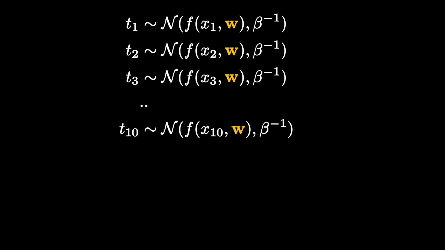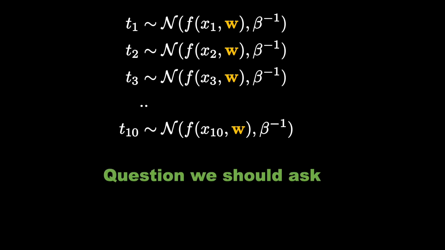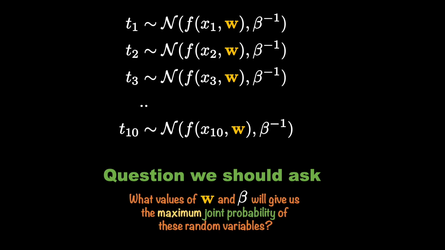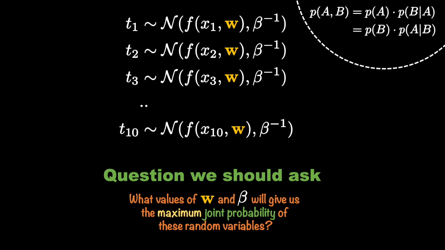And it also brings us to the most important question that we would ask ourselves in order to find the unknowns in this formulation. That is the weight vectors w and the precision beta. And that question is, what values of w and beta will give us the maximum joint probability of these random variables? Here is a quick reminder of how we calculate joint probability of two events, let's say A and B. To calculate joint probability, you multiply the probabilities, and one of the factors would be the conditional probability.